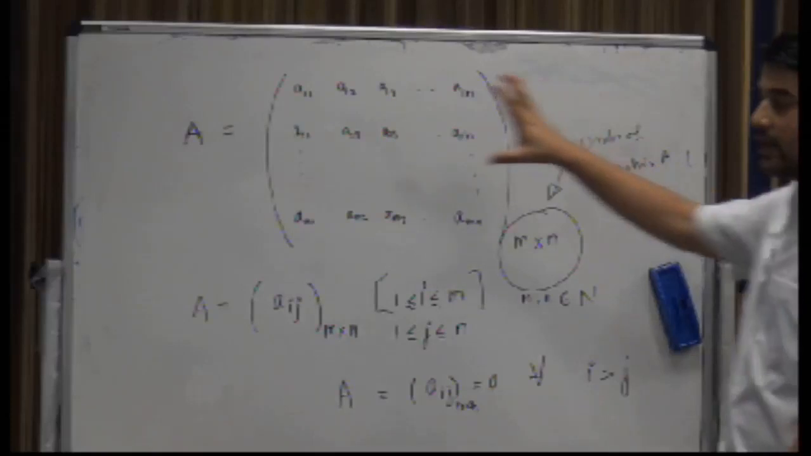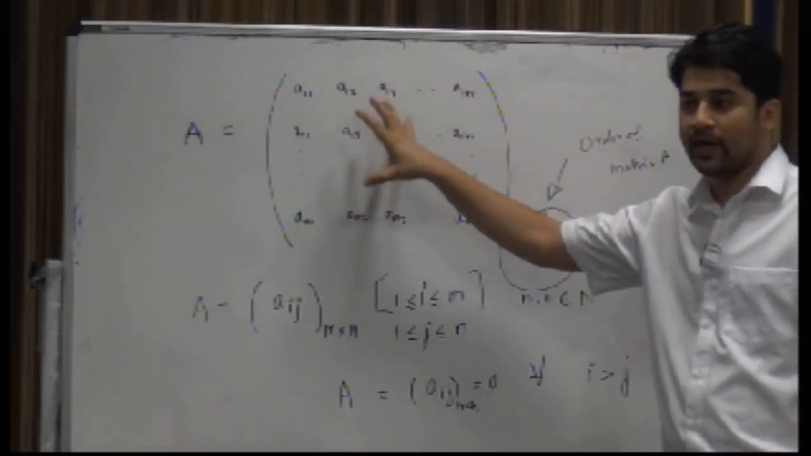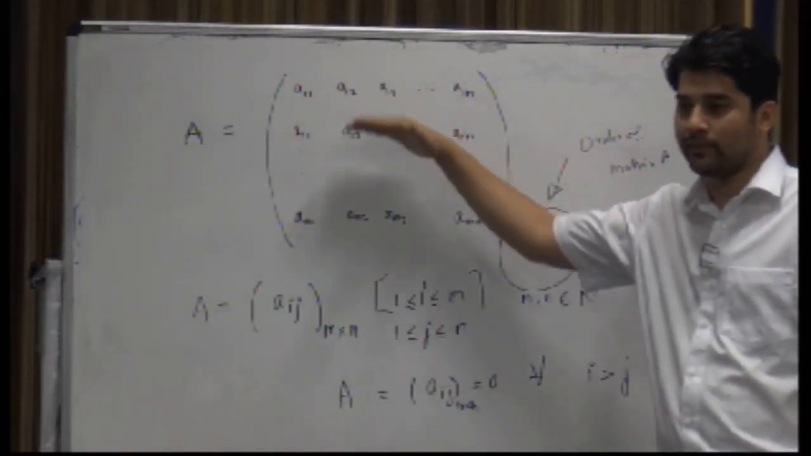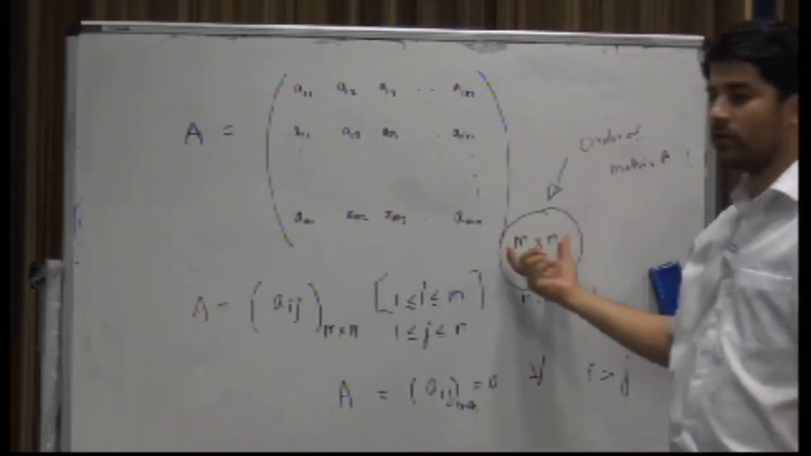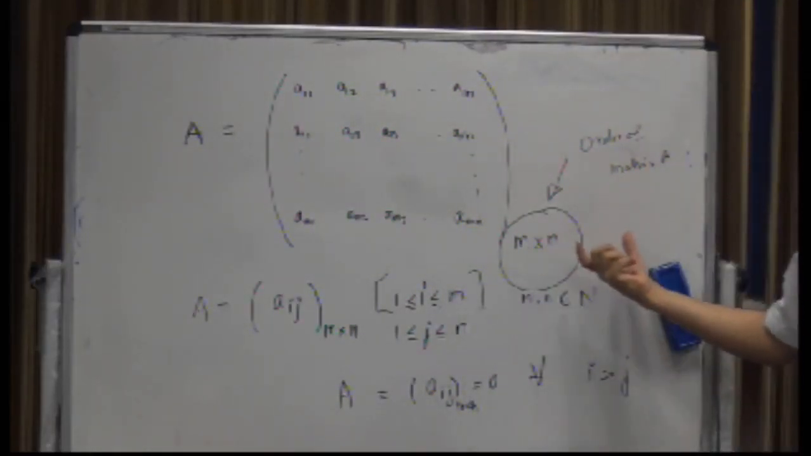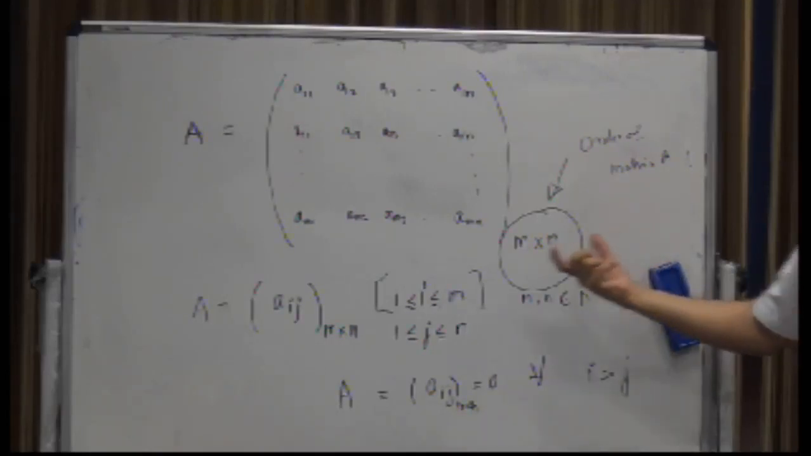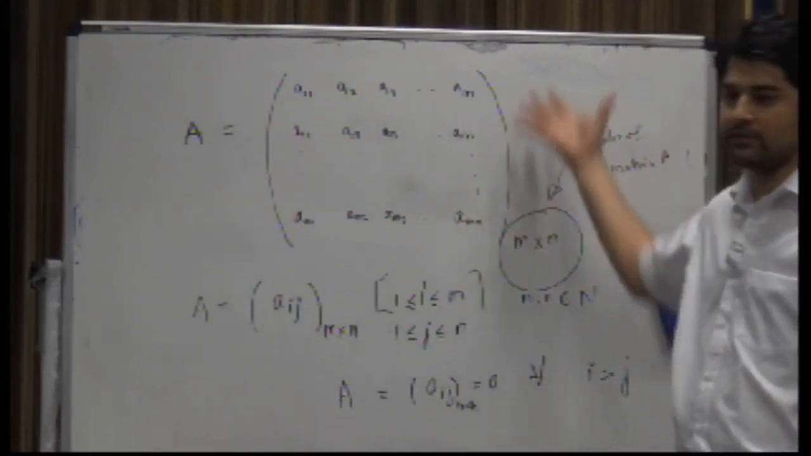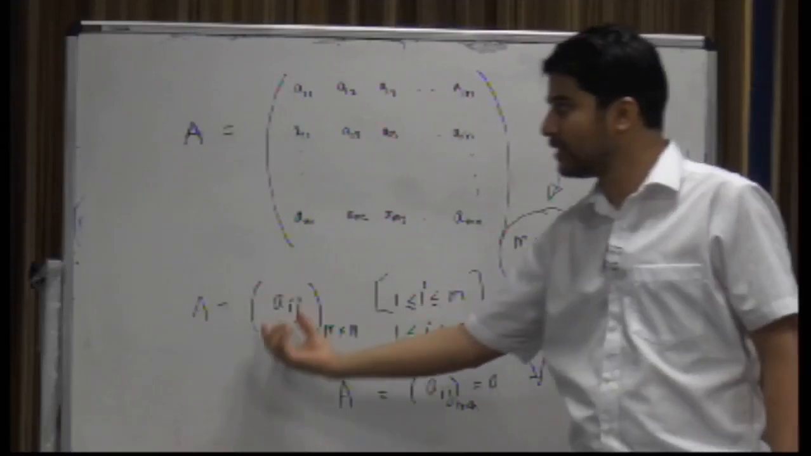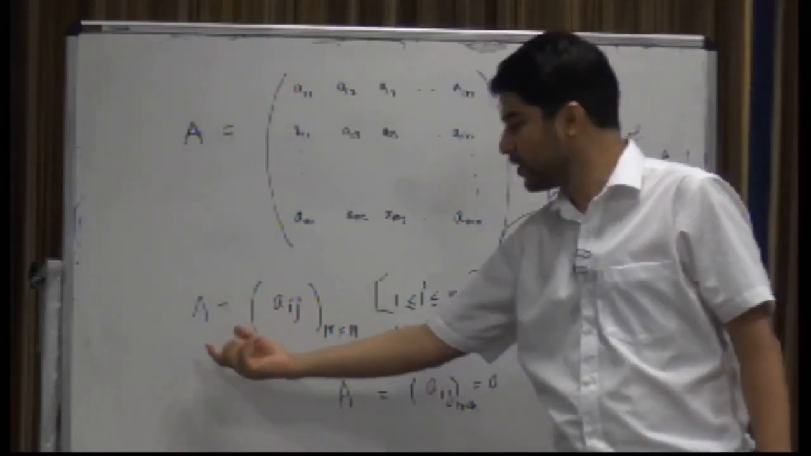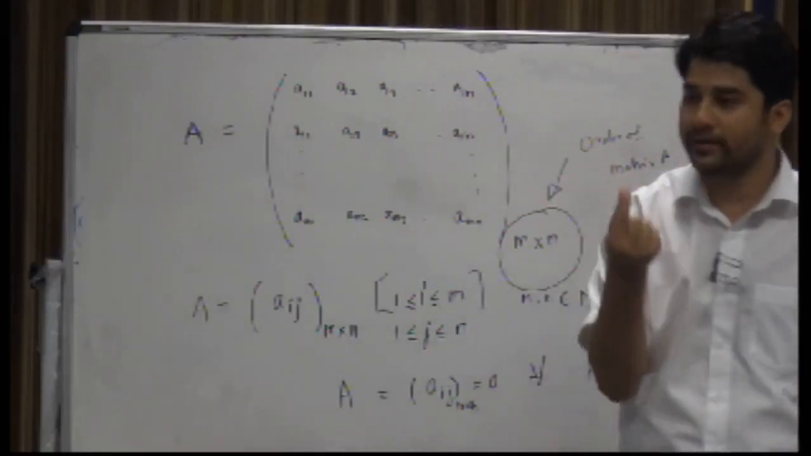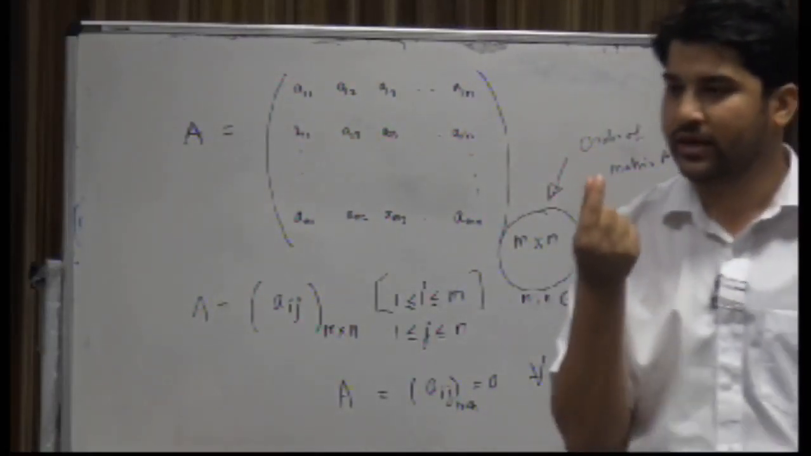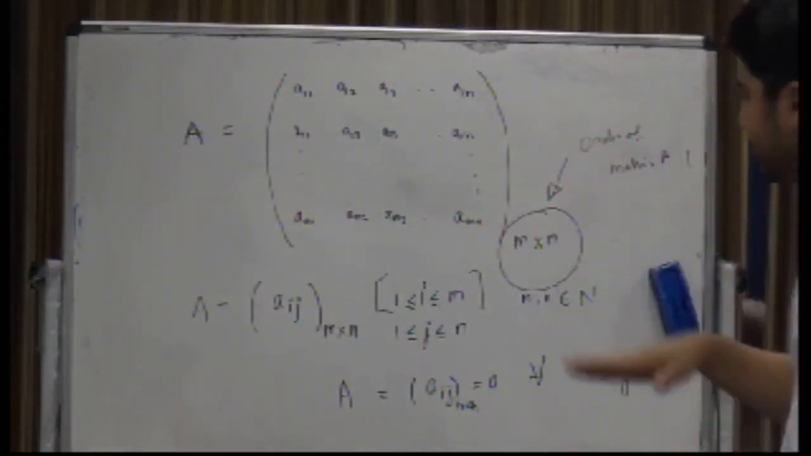So this is a rectangular array, m cross n. You have m rows and n columns. So you have matrix A and you have m cross n. This m cross n is called the order of the matrix. Now this is the structure representation. Now this is the representation through symbols. So you have A, Aij. Aij is nothing but the elements of that structure. Aij constitute that structure.